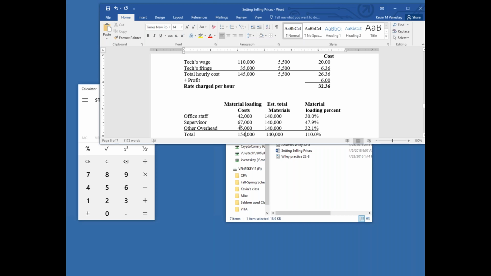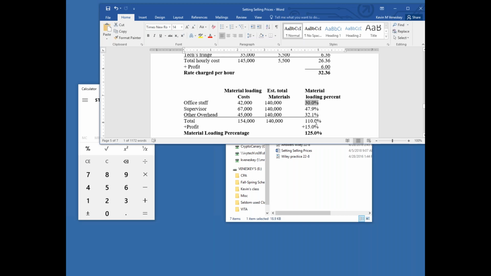Because essentially, somebody's got to pay these costs. If I'm a business, where it actually stops at is the client is going to end up paying not only the wages of the technicians, but they're going to have to pay all these overhead costs. So when I do that, for every dollar, I'm going to charge the customer 30 cents or 30% of their total material. Supervisor, for every dollar I spend, I'm going to tack on another 47.9 cents. And then the other overhead, all that other stuff.